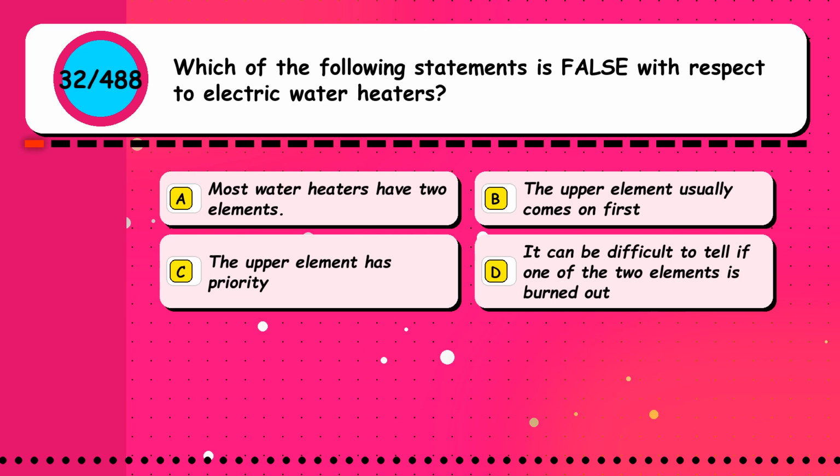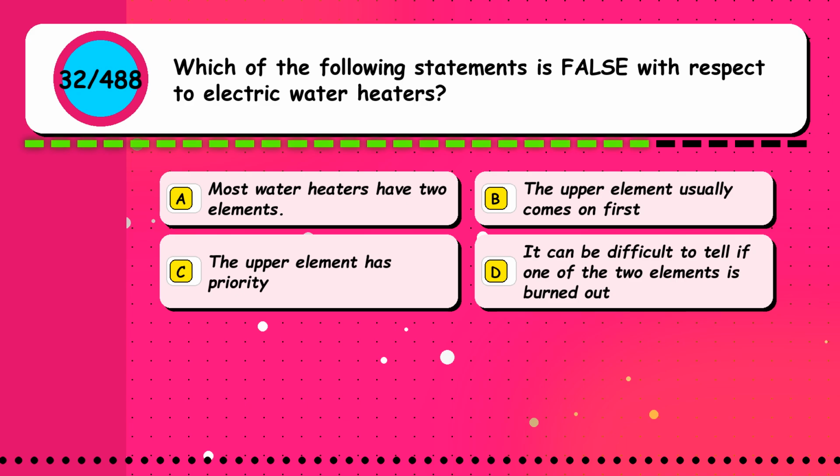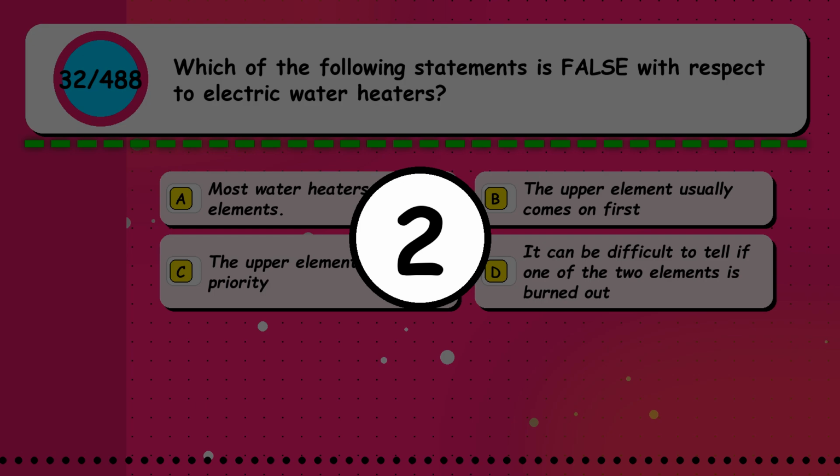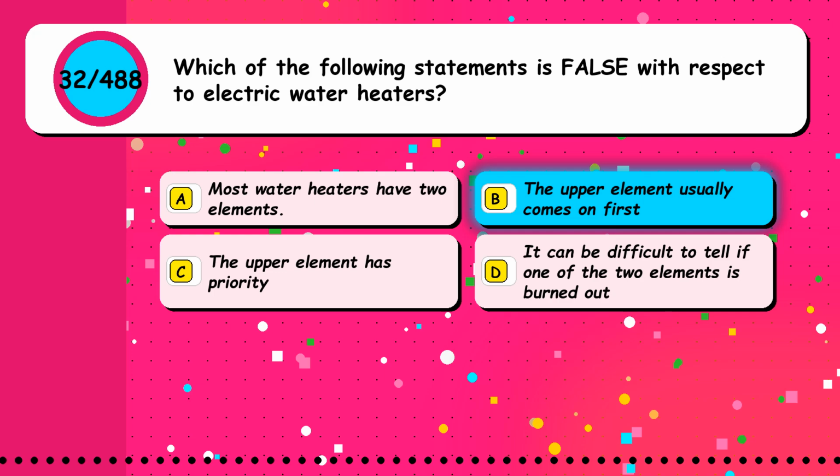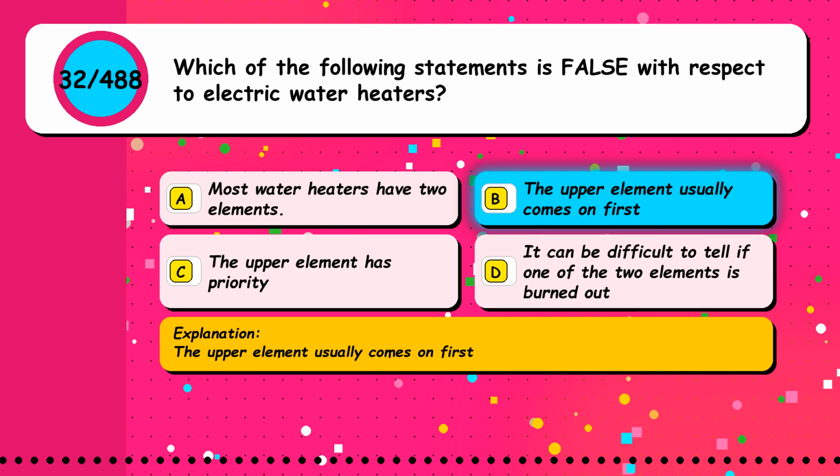Question 32. Which of the following statements is false with respect to electric water heaters? Option A. Most water heaters have two elements. Option B. The upper element usually comes on first. Option C. The upper element has priority. Option D. It can be difficult to tell if one of the two elements is burned out. The correct answer is option B. The upper element usually comes on first.